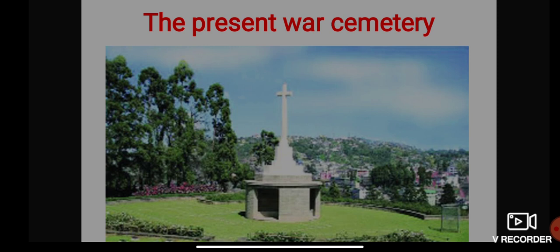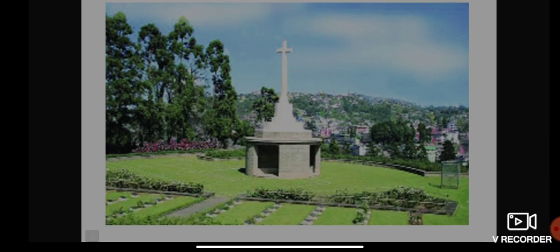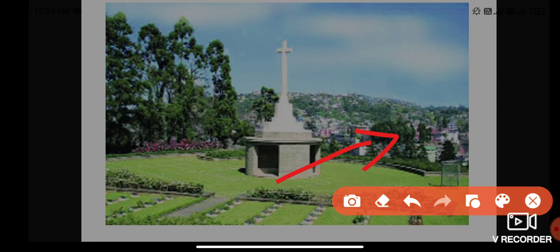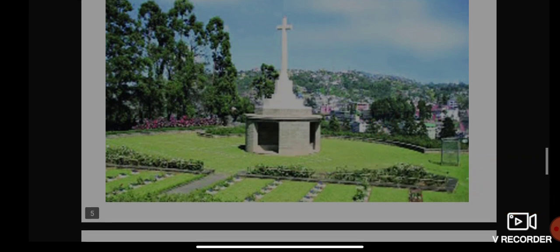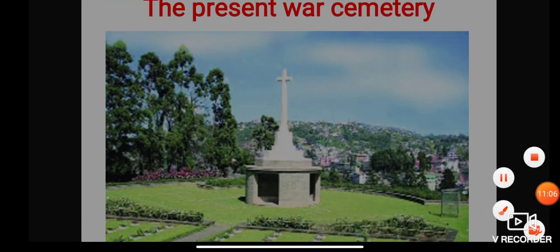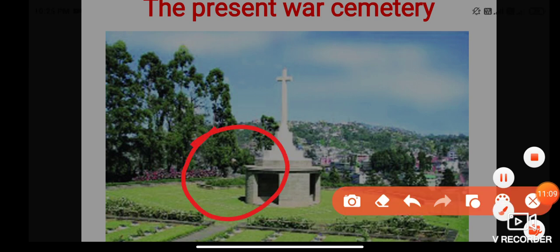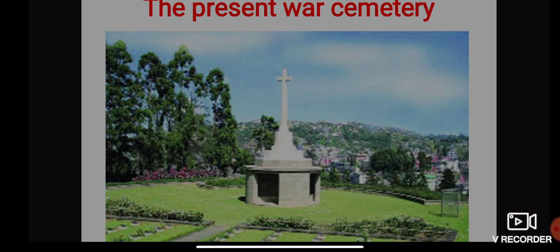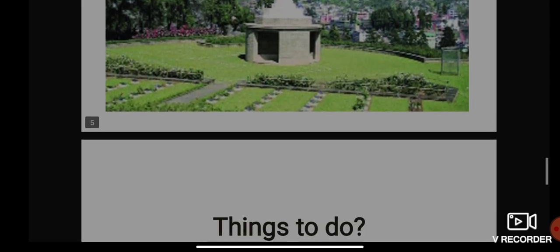Whenever you visit Kohima War Cemetery, at the bottom you will see an epitaph that says, "When you go home, tell them of us and say, for your tomorrow we gave our today." Moreover, you can check out the facts from the stone inscriptions. You will see lots of stories written down, the names of the famous soldiers who lie there. All those facts you can check out in Kohima War Cemetery.